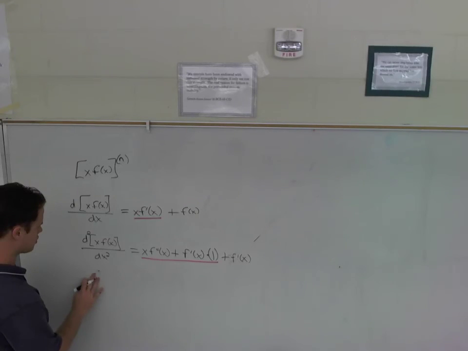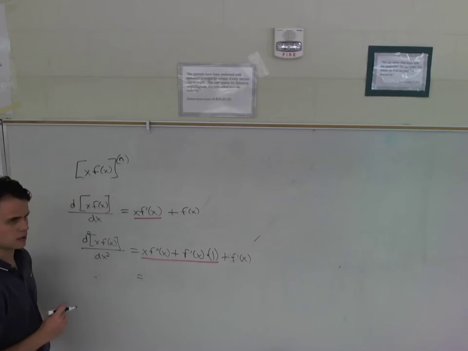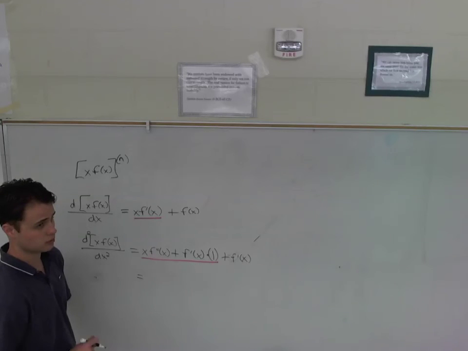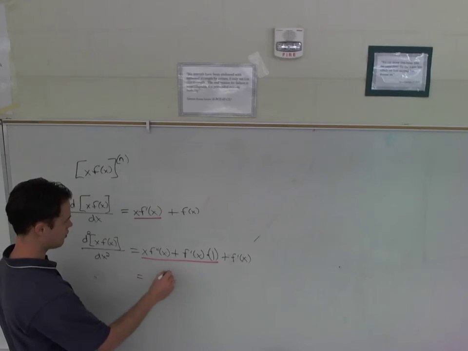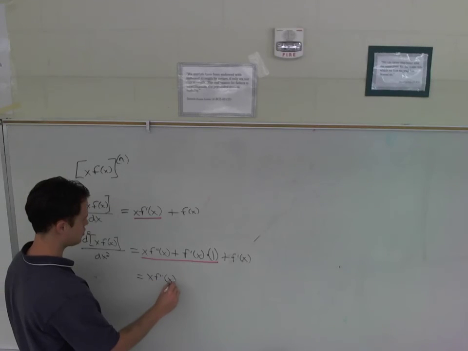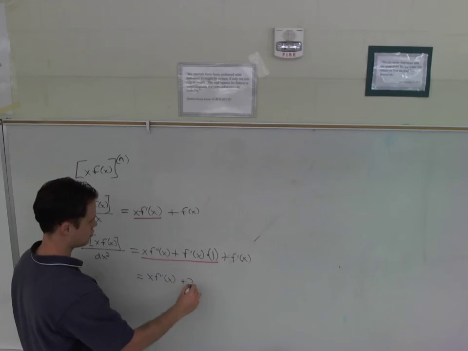What can we do with this? Derivative of that is f prime. You have two terms, f prime. Do we see the two like terms? There's two of those: 2f prime.